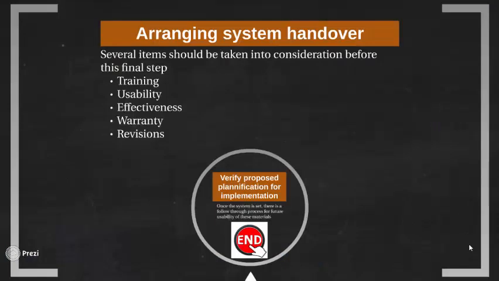And finally, arranging system handover. Several items should be taken into consideration before this final step is processed. Training, usability, effectiveness, warranty, and revisions. Training. There will be pre-existing training for the AutoCAD software, and also a quick training could be created for the Podio website. Usability. The usability for the new technology in the new engineering design project. Effectiveness, warranty, and revisions. The warranty should be established before beginning the project in case when the handover happens, and revisions should be made.